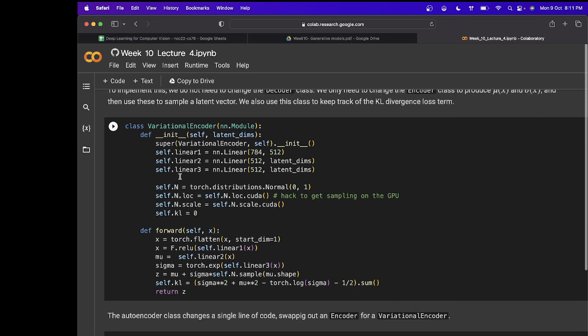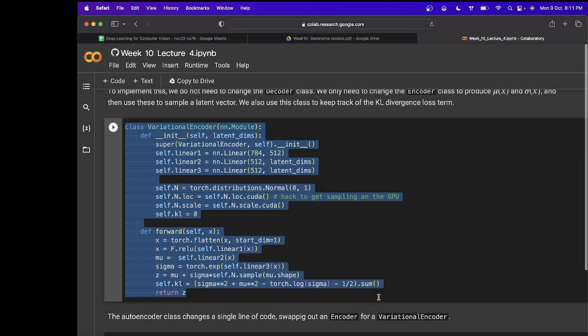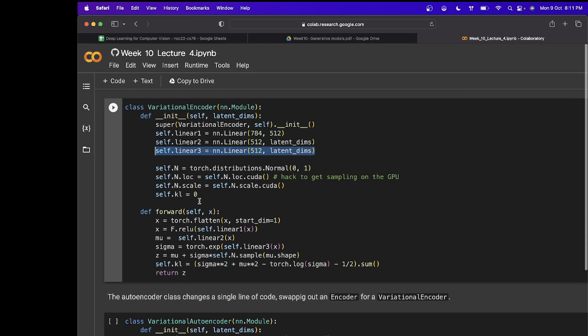So the variational autoencoder is a little bit longer than the normal autoencoder, but it's pretty simple to look at. You have a linear layer, which again is the same: Linear 1, 784 to 512. Linear 2 is 512 to latent dims. This linear 2 is the part of the network which takes you to the mean vector, through which you can predict the mean vector. And here is where you are predicting the covariance matrix, right?